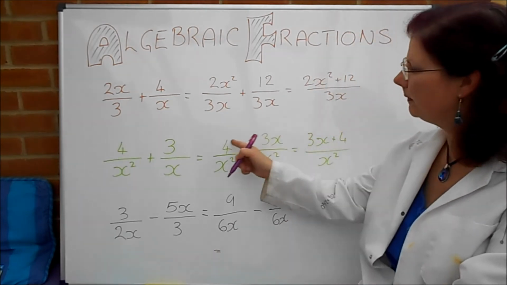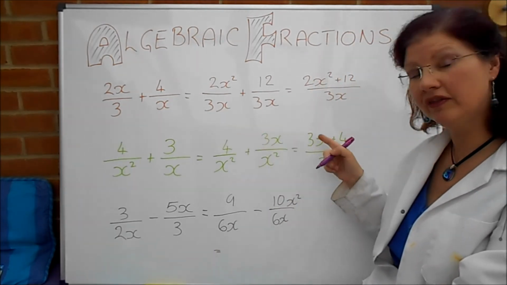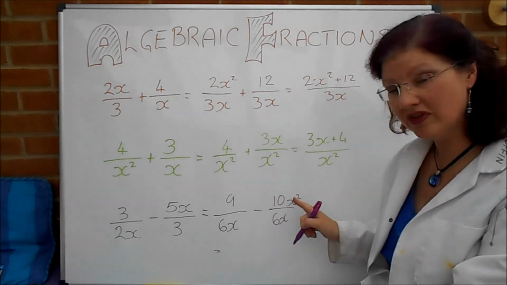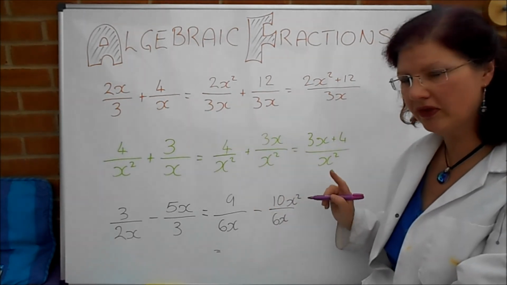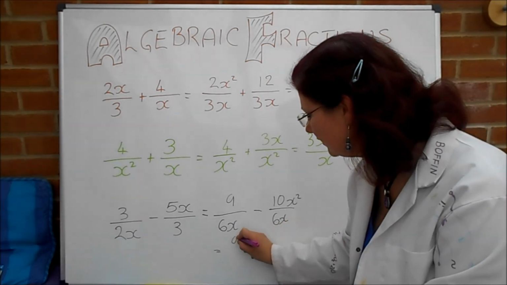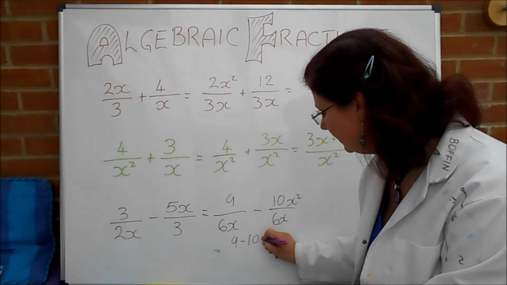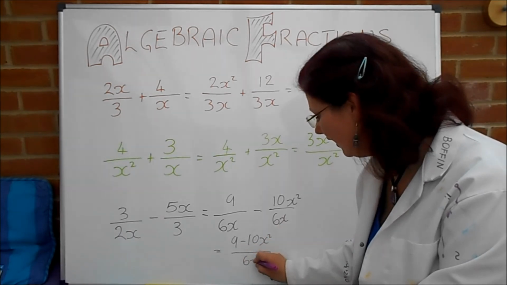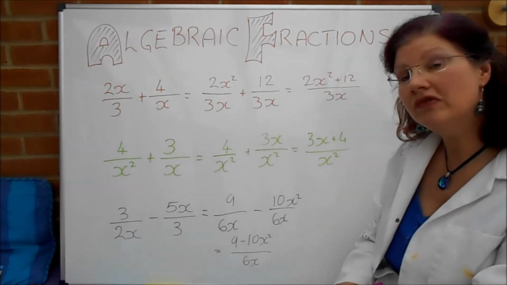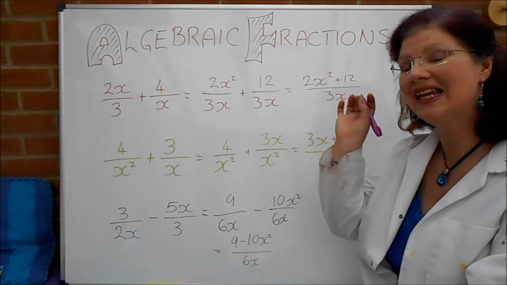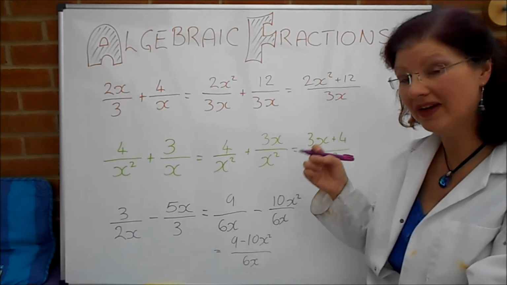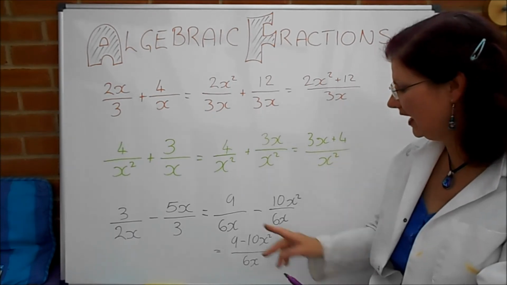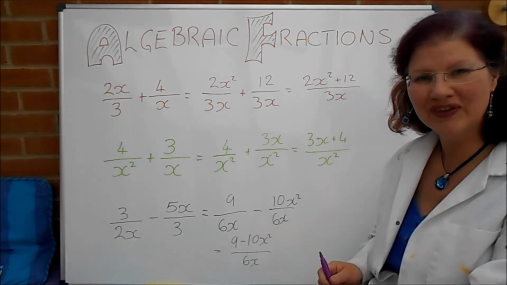On this one, I swapped the order of the two things to make it look neater at the end, because it was an add. Please note this one's a takeaway. We can't just swap the order of the things on the top. So I'm going to write that as 9 minus 10x squared, whole thing over 6x. If you wanted to write it with the x term first, you'd have to say negative 10x squared plus 9. Okay, just watch the negatives on that one there. So 9 minus 10x squared over 6x.